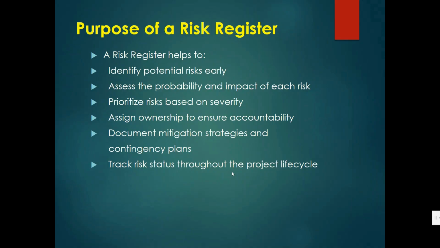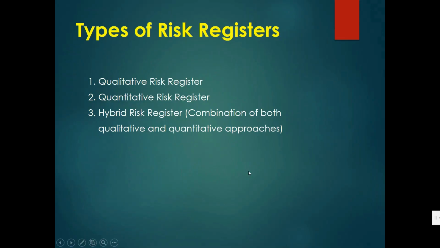Next, we have the purpose of a risk register. A risk register helps to identify the potential risks early, assess the probability and impact of each risk, prioritize risk based on severity, assign ownership to ensure accountability, document mitigation strategies and contingency plans, and track risk status throughout the product life cycle.